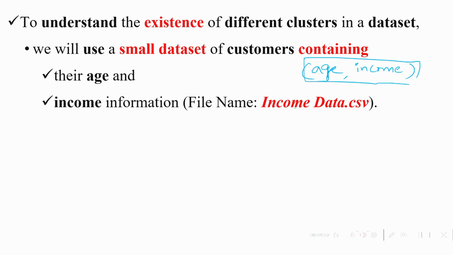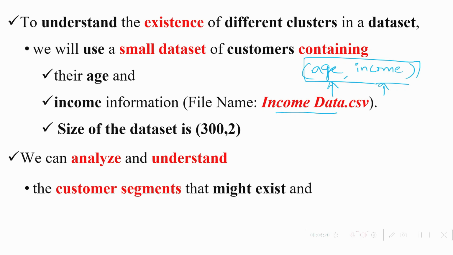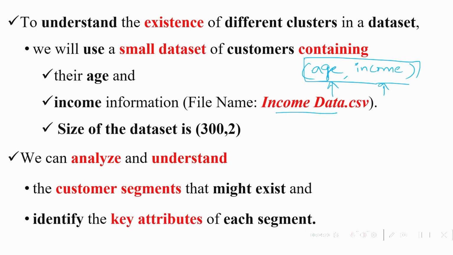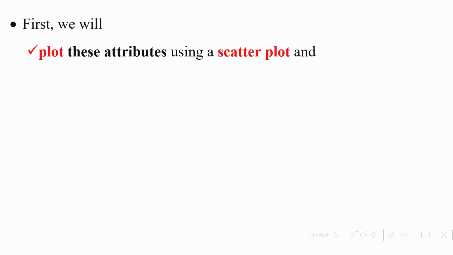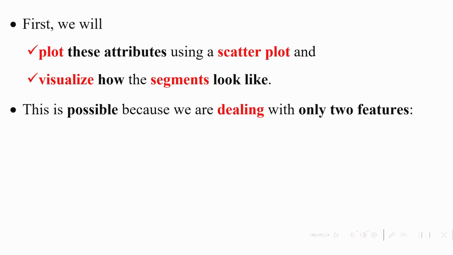That data set is called the income data set. It contains two features: age and income. The size of the data set is 300 by 2, that means 300 rows and 2 features. So we can understand the customer segments that might exist and identify the key attributes of each segment. First of all, we have to plot these attributes using a scatter plot and visualize how the segments look. This is possible because we are dealing with only two features, so we can visualize the data set with limited features.